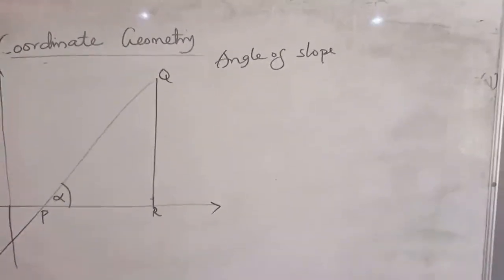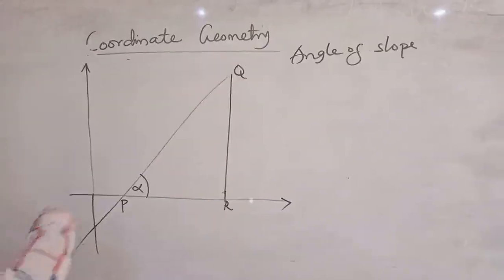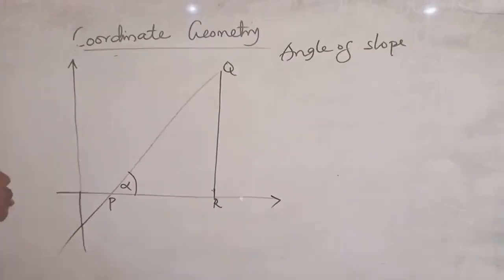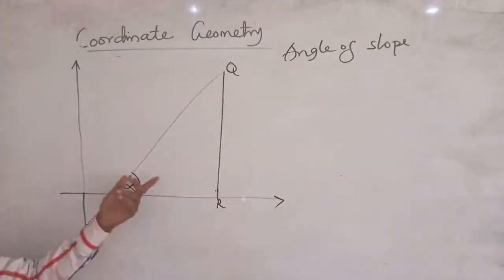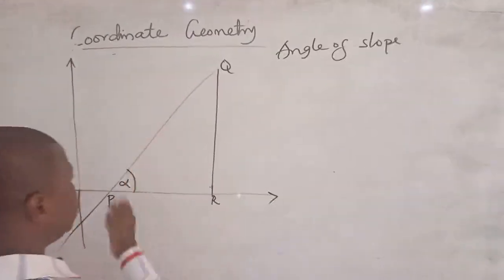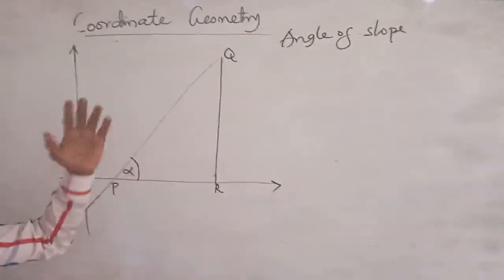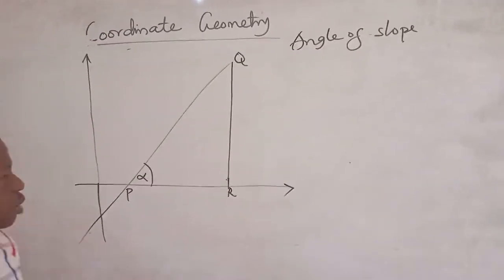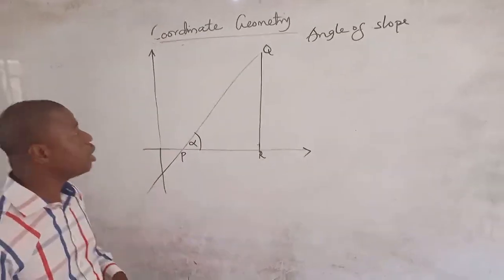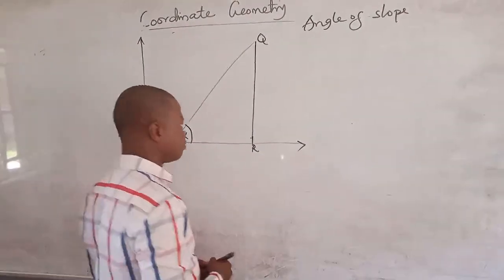Now that we know that our slope is change in y over change in x, that is QR over PR, that is our slope. To find this angle will become what? If you study this PQR, this is a right angle triangle. QR is opposite to angle alpha. PR is adjacent to angle alpha, while PQ is the hypotenuse to angle alpha.